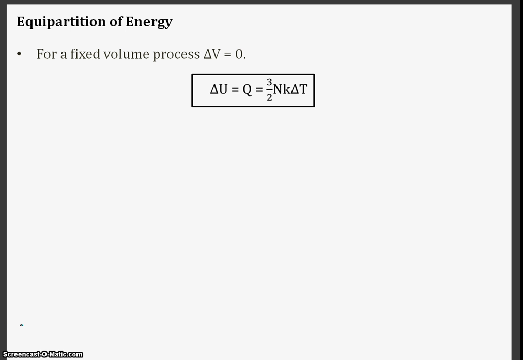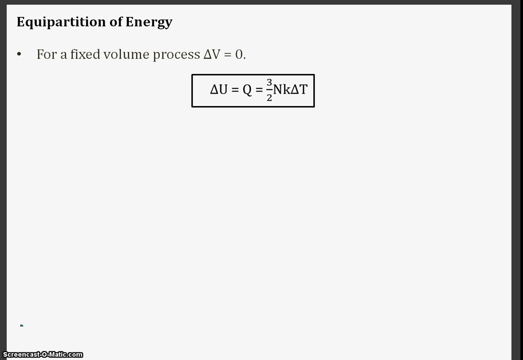If you remember back when we were talking about a fixed volume process, it was like the can over the Bunsen burner that was closed, and all you were doing was heating it. The only thing you were doing to the gas was heating. There was no expansion, no contraction, it was a fixed volume, and therefore the only change in internal energy was the heat. So for a fixed volume process, your delta V is 0, and your first law tells you that the internal energy is only about the heat.